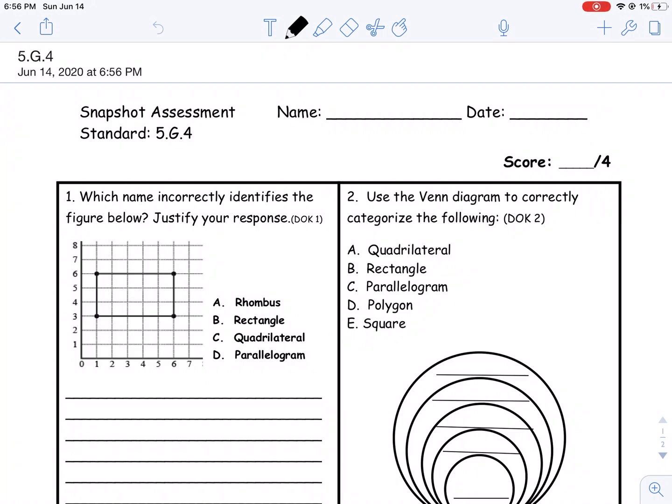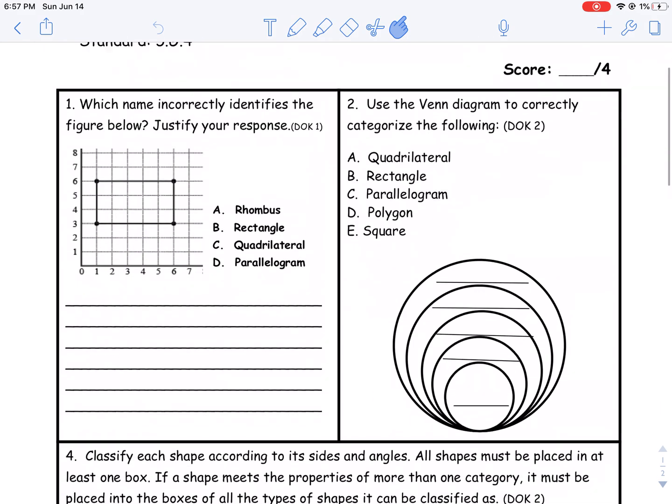Can you believe this is your second to last math assignment for fifth grade? This is crazy. It's our last week of school and I'm super excited to be here with you to go over your second to last math assignment. So let's get to it.